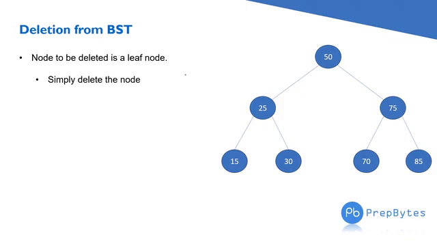Now there are three cases in the deletion from the binary tree, okay? Not the binary tree, but the binary search tree, that is BST. There are three cases, and why these cases exist, we will know. I will tell you in just a few minutes.